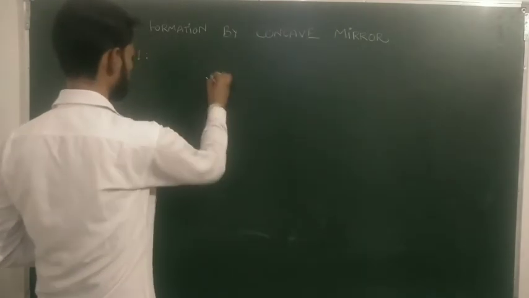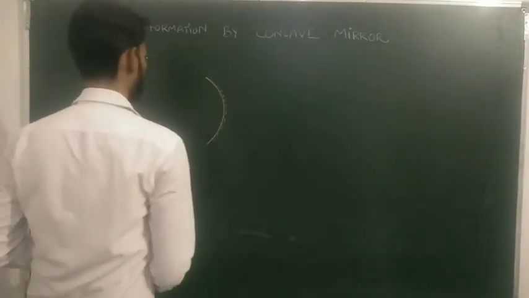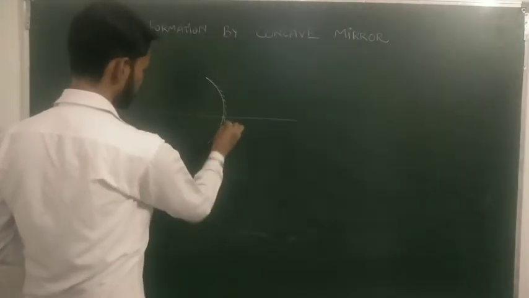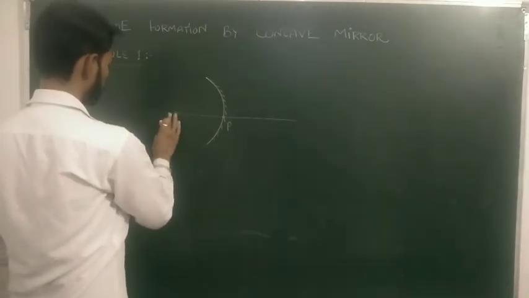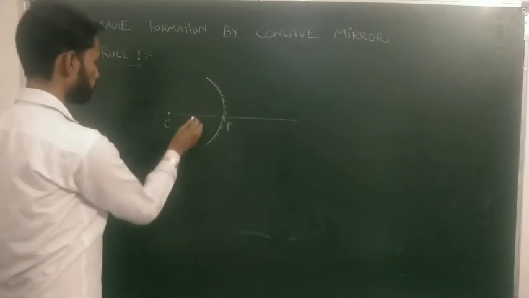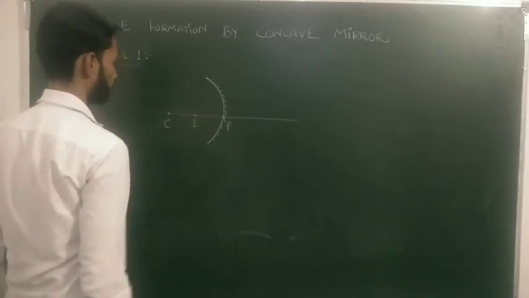Concave mirror. Here this surface is to be painted. This is the principal axis. This point is P. This point is C. We name it C also. So this is the focus point.